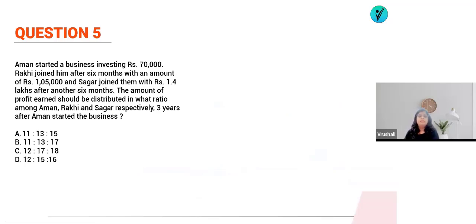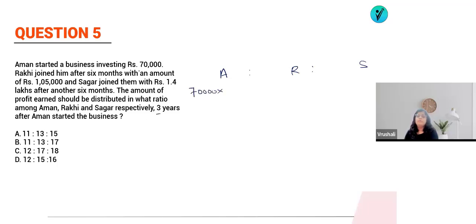Aman started a business investing rupees 70,000. Raki joined him after 6 months with an amount of 1,05,000 and Sagar joined them with 1.4 lakhs after another 6 months. The profit earned should be distributed in what ratio respectively if 3 years after Aman started the business? So you can see this is Aman, then next Raki, and then Sagar had joined. So we need the ratio. So what we know, Aman is 70,000, right? So 70,000.